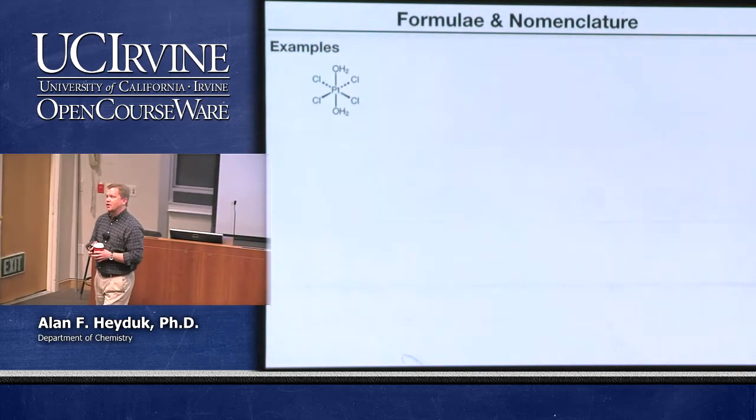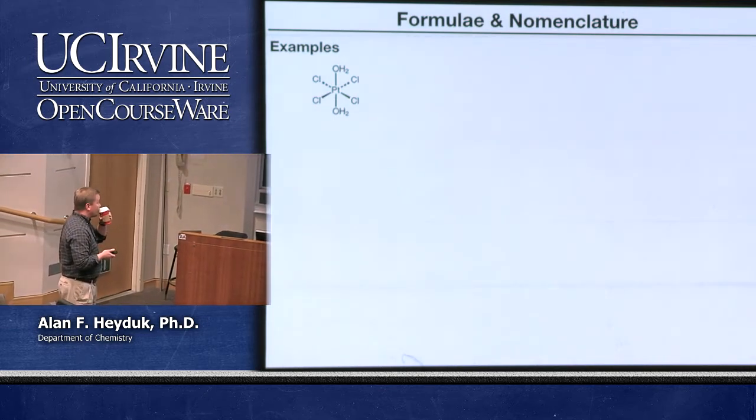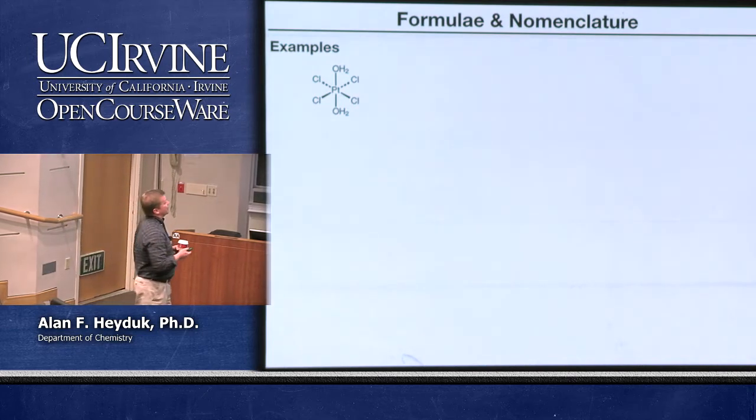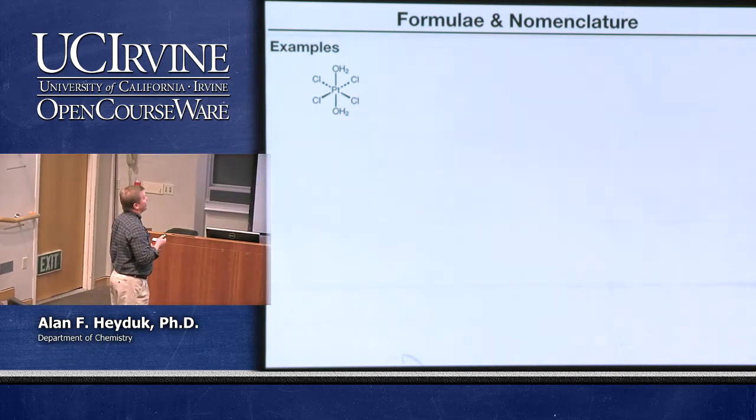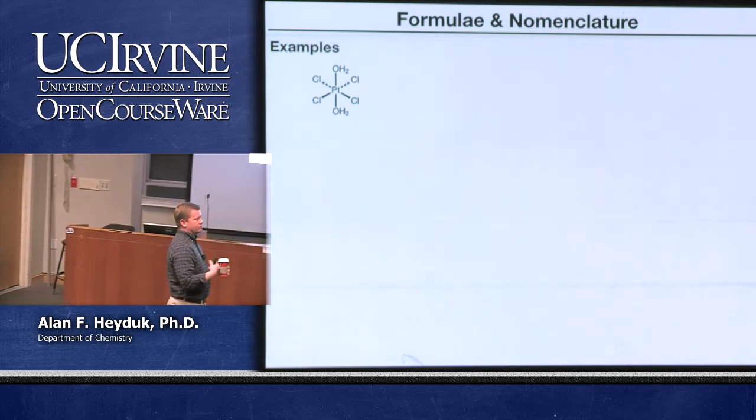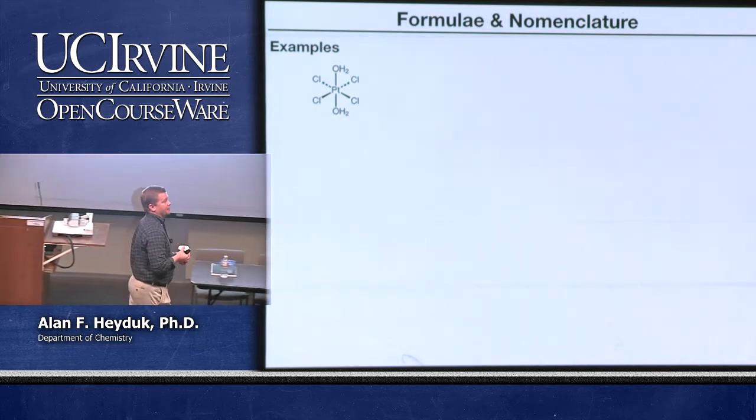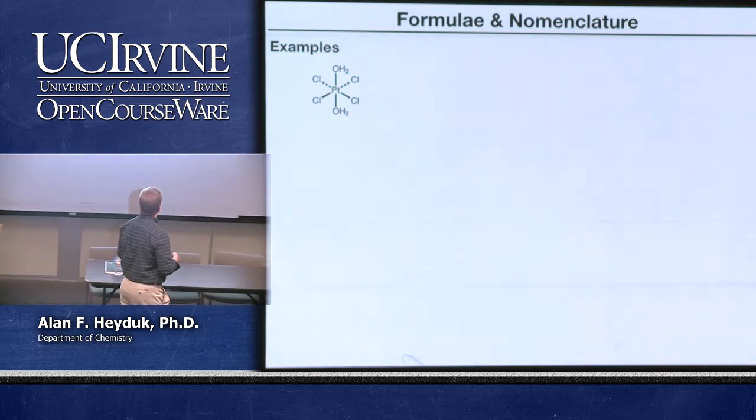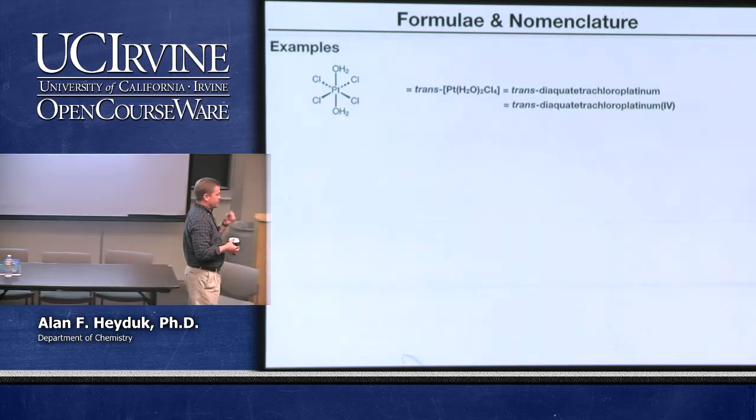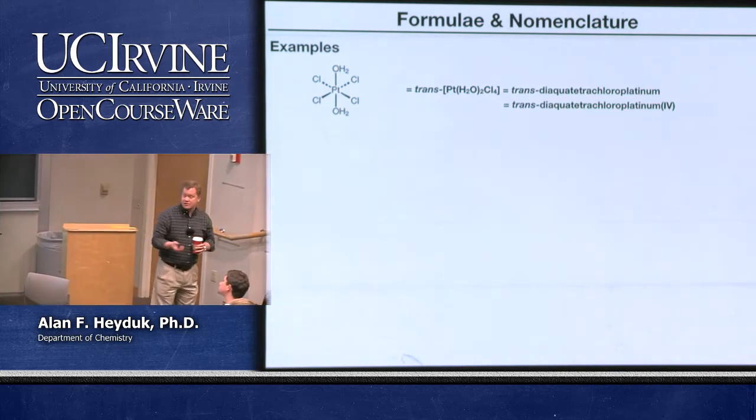Okay, let's get more complicated. It's really not more complicated. Whenever you see platinum in an octahedral coordination environment, we'll learn why in the next few weeks, but you will always know that that is platinum in the +4 oxidation state. Again, we need a configuration label.